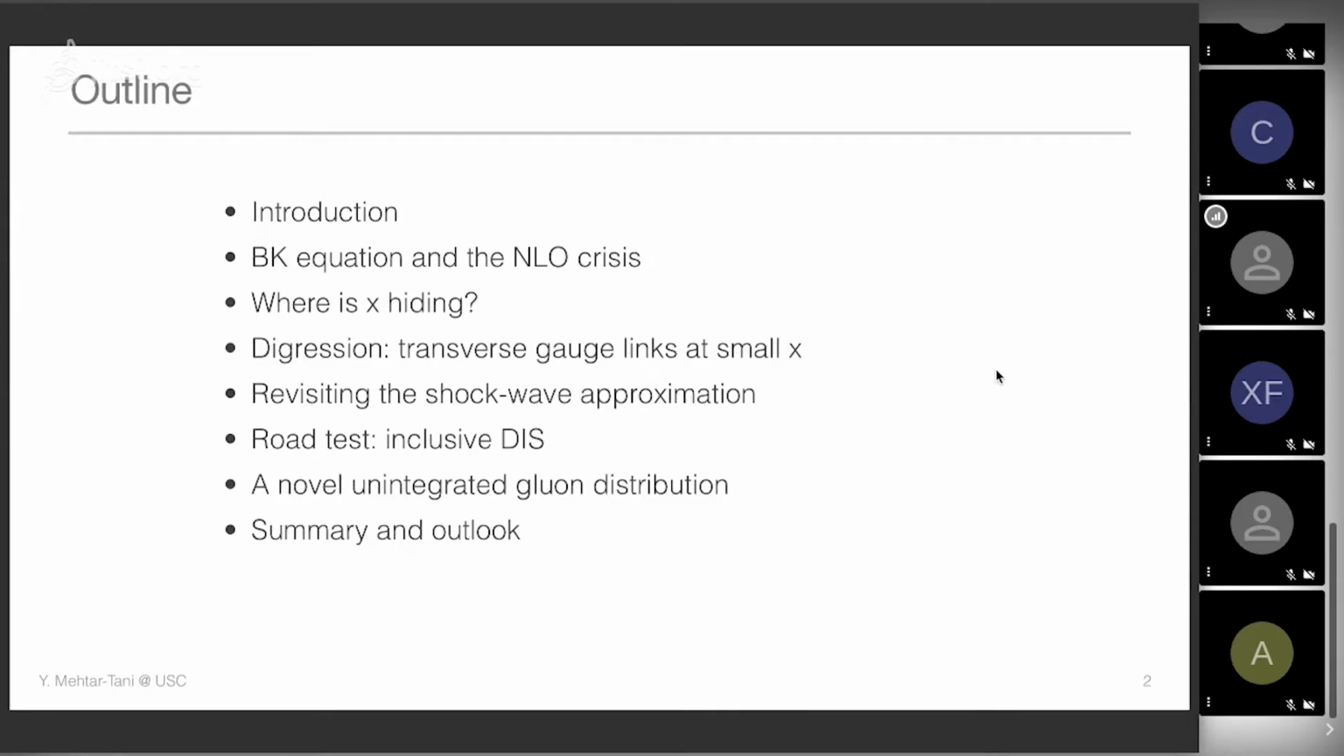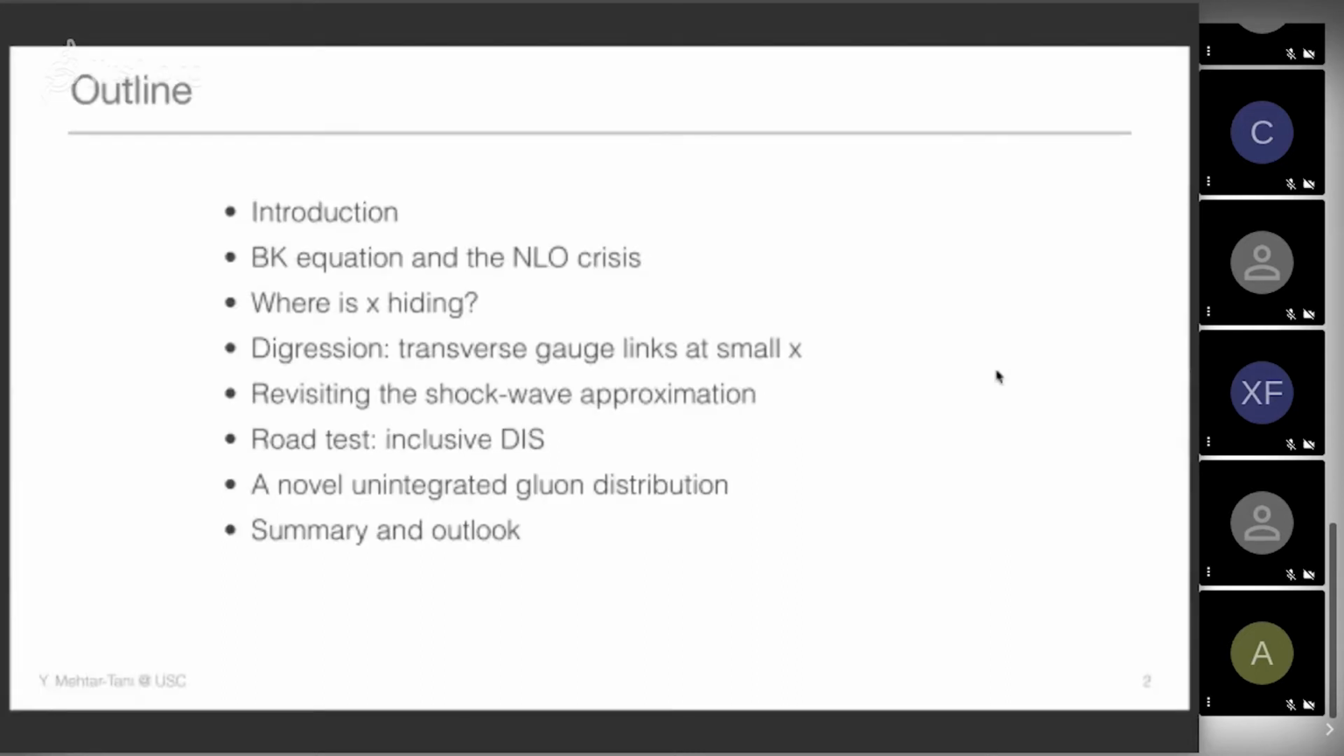We think in terms of Bjorken x, but the question is what do we really mean? Does it appear naturally when we calculate the observables at small x? Then I will start somehow developing the strategy, and along the way I'll have to introduce new objects in small x physics, which are transverse gauge links.